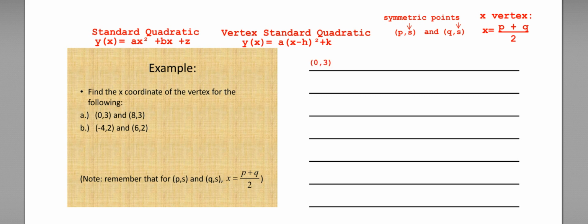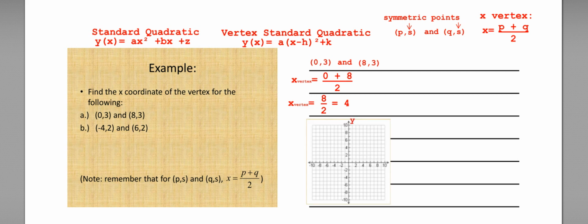For the first case, (0, 3) and (8, 3). Once again, how do we tell that they're symmetrical points? Well, look at the y values. Both of them are 3. So they both contain a y value of 3. Therefore, the p and the q, or the x values, are 0 and 8. So 0 plus 8 divided by 2: 0 plus 8 is 8, and 8 divided by 2 gives us 4. So in this case, 4 is the x value of the vertex.